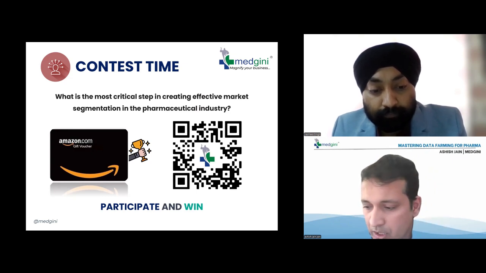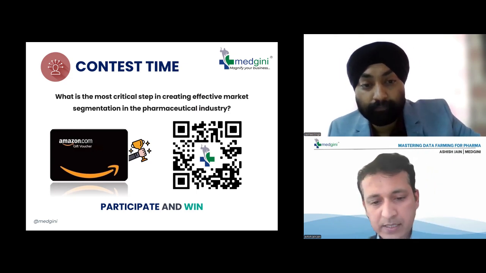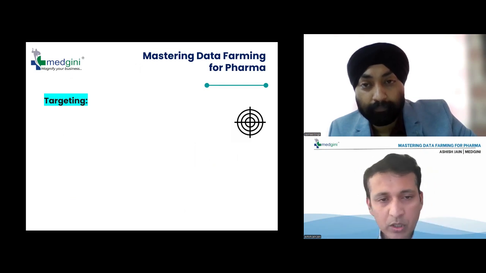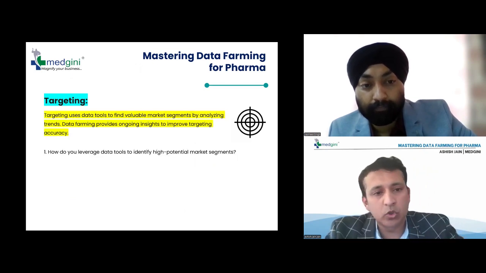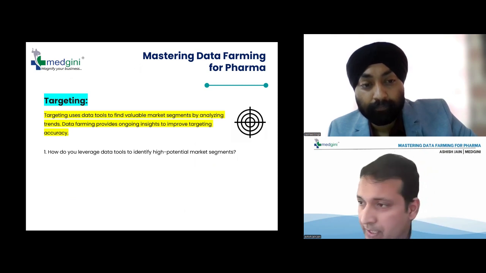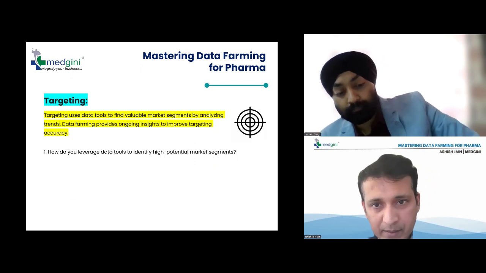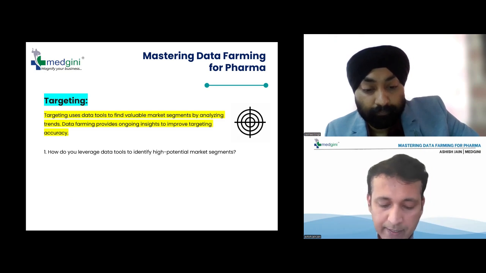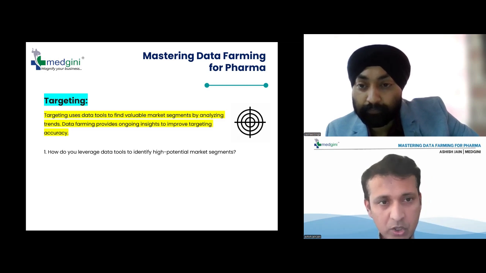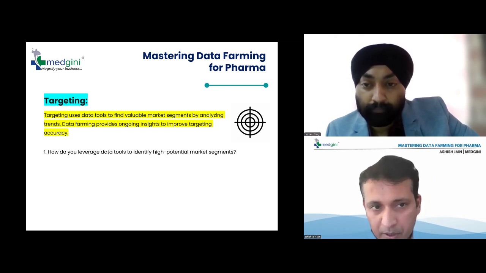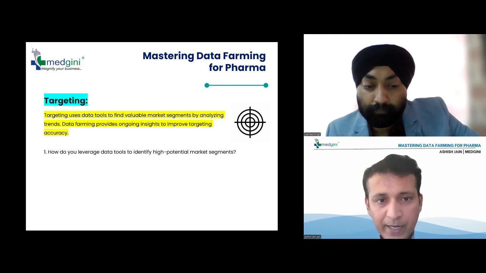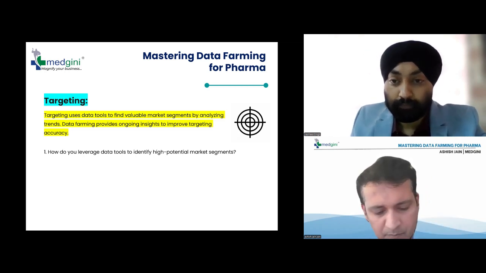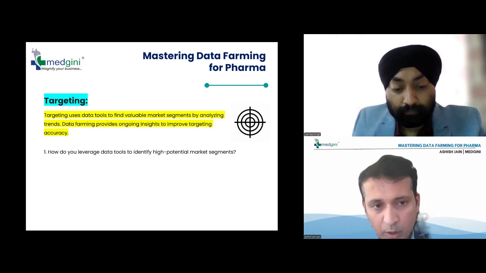And with your permission, I would like to move to the second critical step of today's discussion, which is targeting. So data farming, we are talking about a lot of data coming from different sources, and we are talking about targeting using tools to find the valuable market segments by analyzing trends. As what Jasmeet was talking is data patterns and data trends. So we would like to take the discussion a little deeper in terms of data farming provides ongoing insights to improve your target accuracy. So your target audience may be doctors, trade partners, or patients.